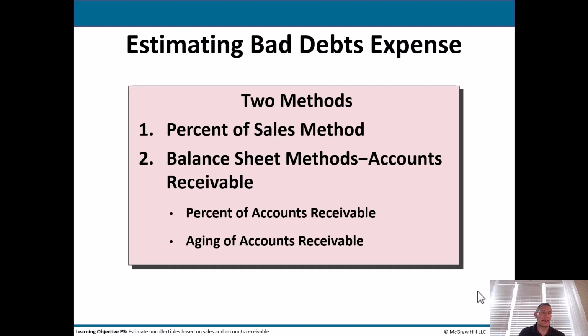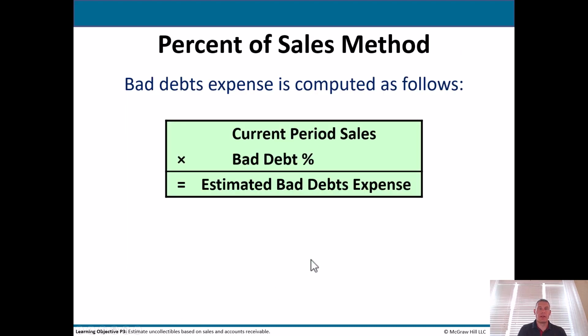All right, so you might say, well, how do you figure out what the bad debt expense should be? Like for the estimate, I get it's an estimate, but how do you know how much it should be? So there's really two ways to do that. We can use the percent of sales method, which is more of an income statement method, or we can use a balance sheet method, which kind of revolves around accounts receivable. We can use percent of accounts receivable, or if you want to do something more weighted, we can use an aging of accounts receivable.